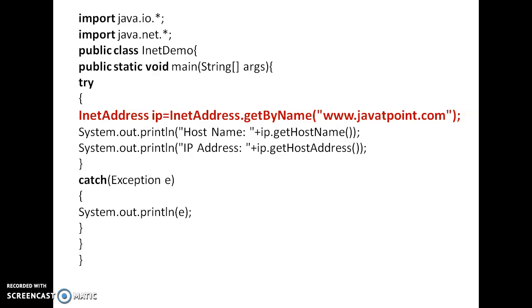With the help of this instance, we can retrieve the host name and host address of the JavaTpoint site. The output of this code would be the address and the host name. The host name is javatpoint.com and the address may be in the form of an IP address, maybe 210.212.94.26, something like this. So it will give the IP address.